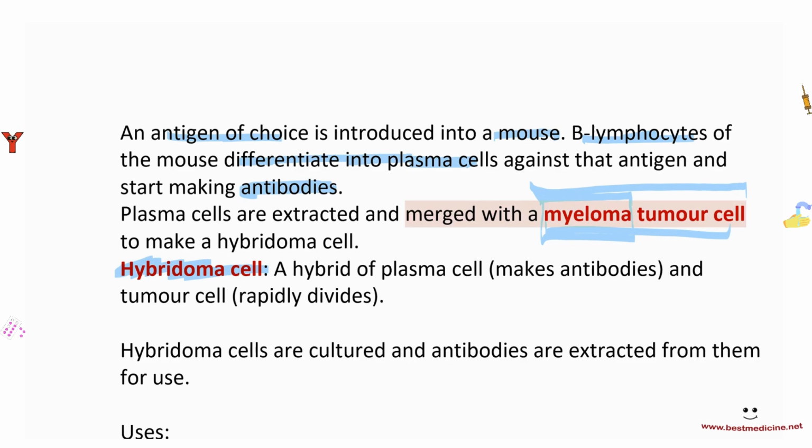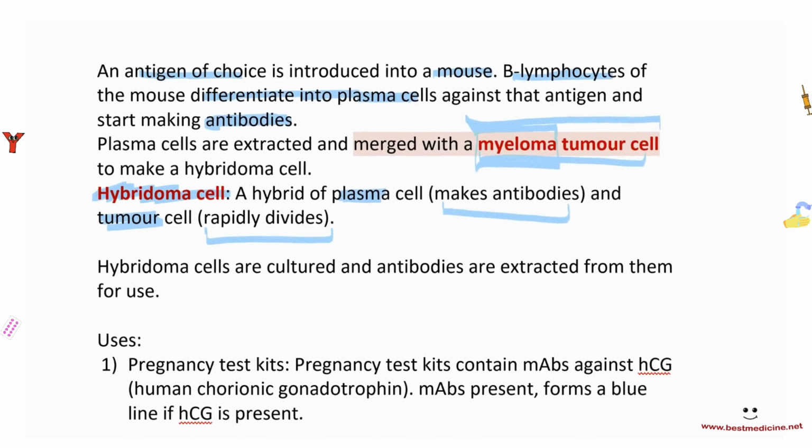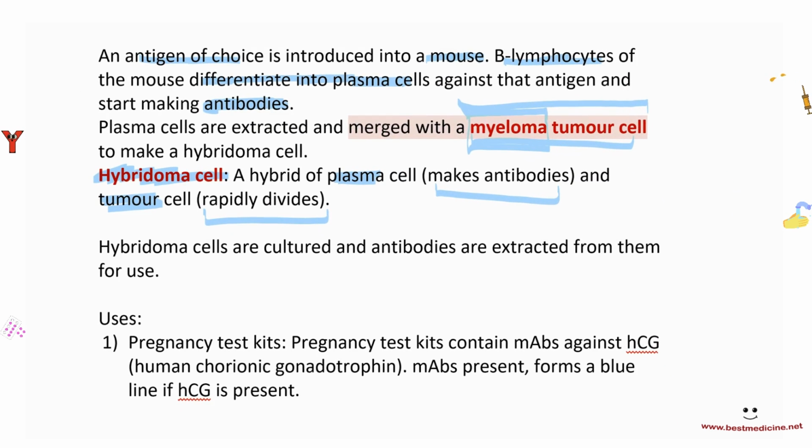To make a hybridoma cell, and you need to remember this term as well, hybridoma cell. So a hybridoma cell is a hybrid of the plasma cell merged with the tumor cell. So you have both the qualities. It is making antibodies and is rapidly dividing. So hybridoma cells will then be cultured, given the nutrients and everything, and antibodies would then be extracted from them for use.